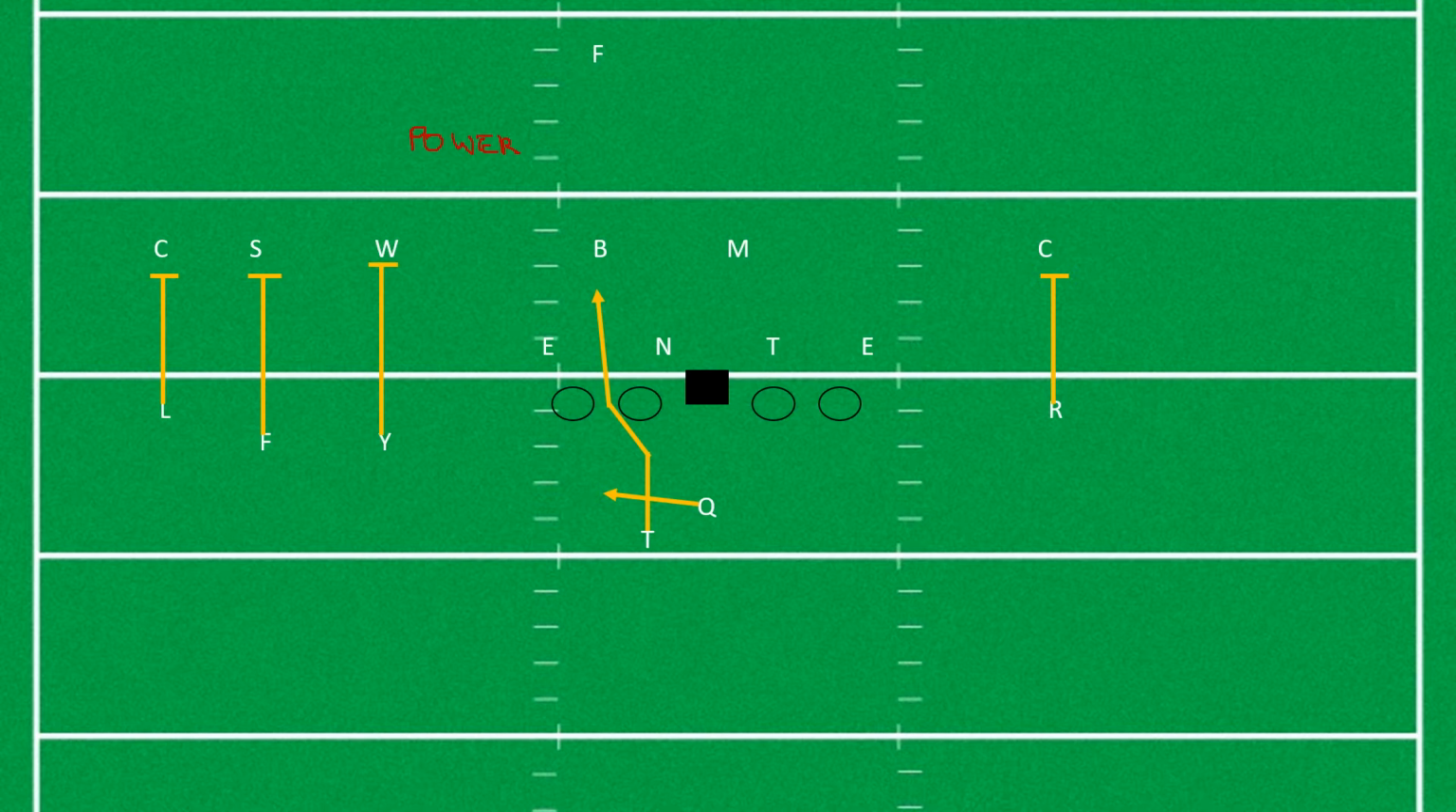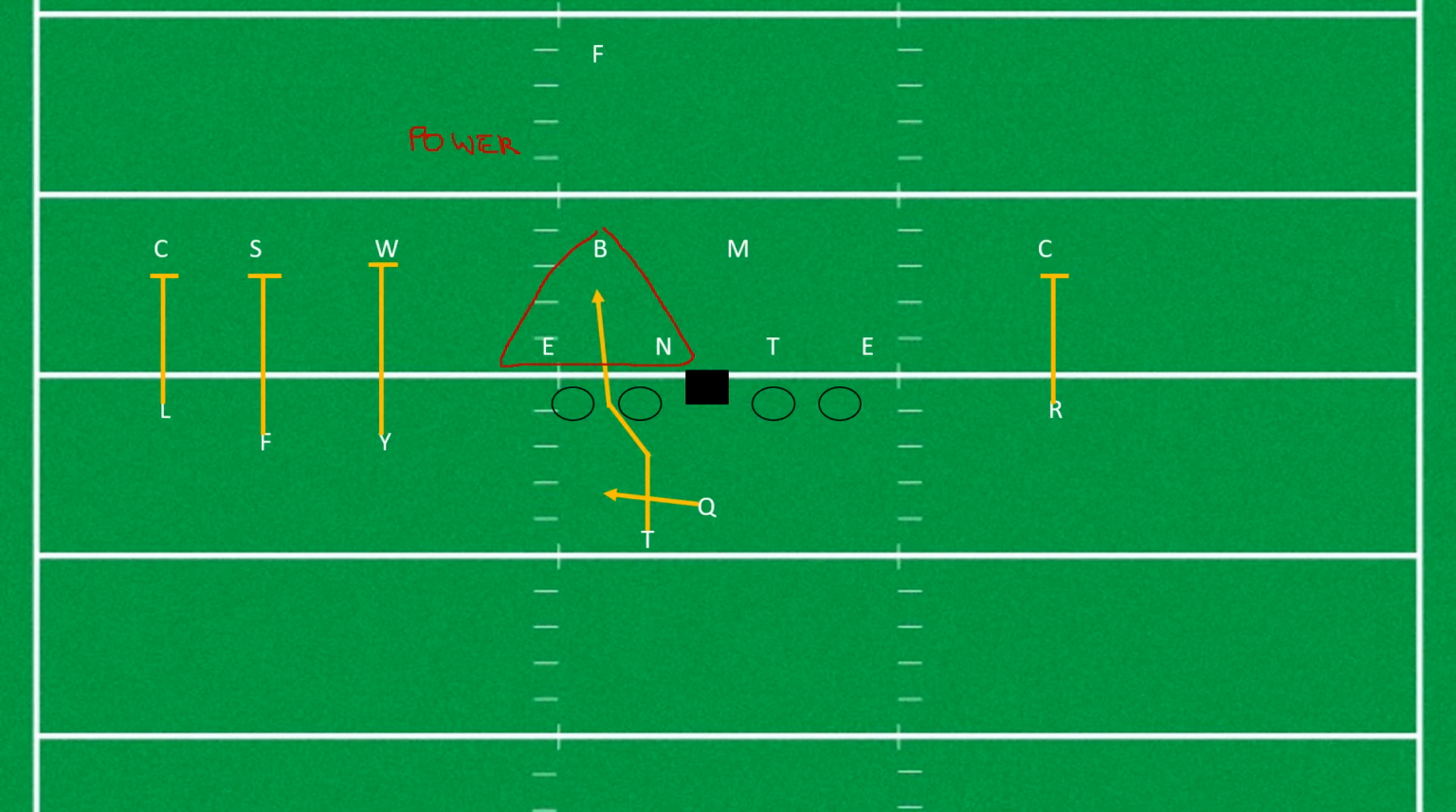So the reason this play is called power is because we are trying to get hat on hat on these three guys. So on a 3-by-1 left, we're running to the left side. So unlike our inside zone play, on power, the tailback runs to the same side that he sets up on.